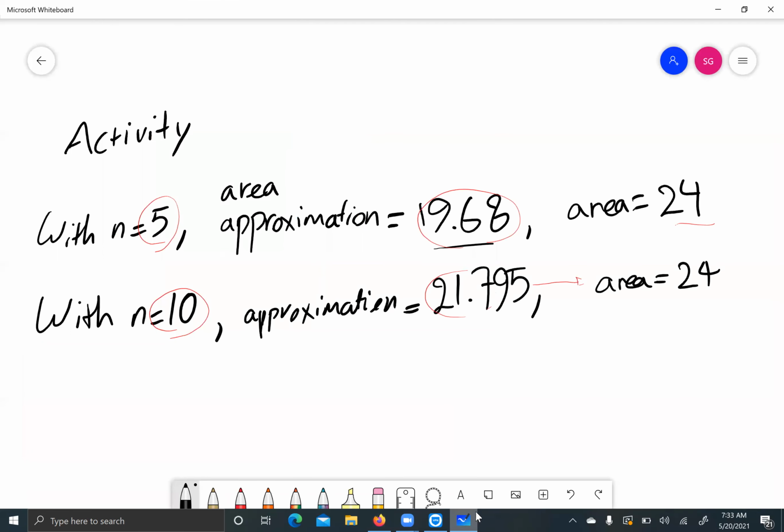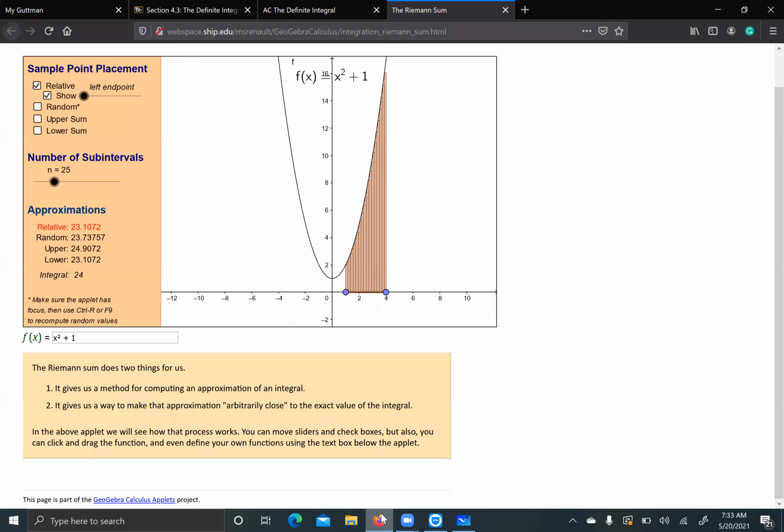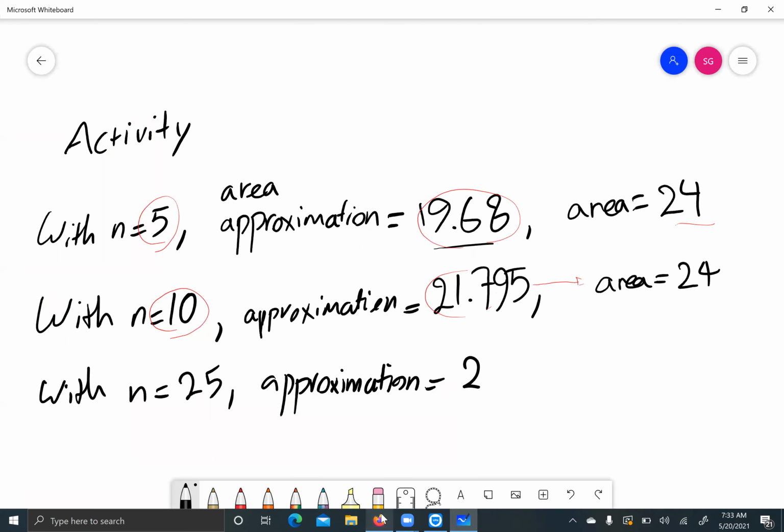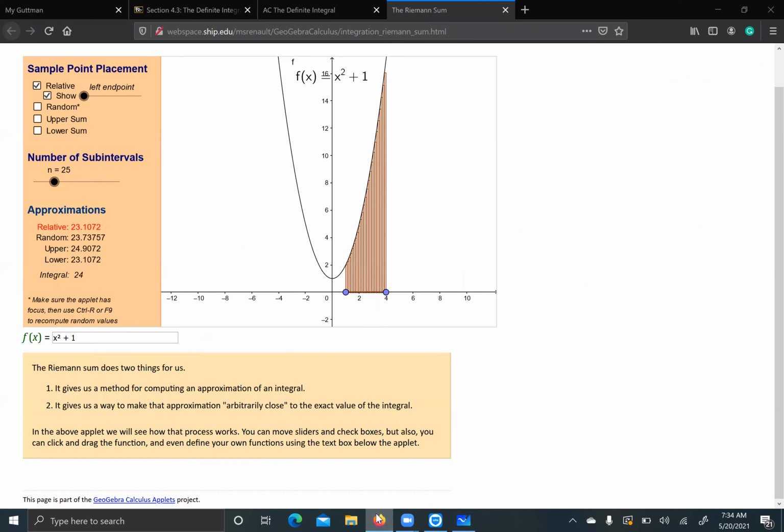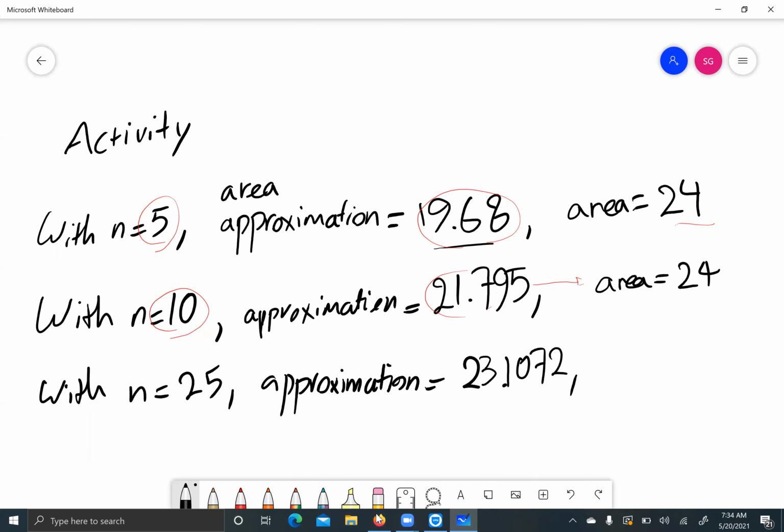Okay, so with n equal 25, our approximation for the area under the curve is 23.1072, which is of course a closer value to 24. So you see, we increase the number of rectangles, the number of subintervals, and then what we get is closer to the exact value. So we have a better approximation.